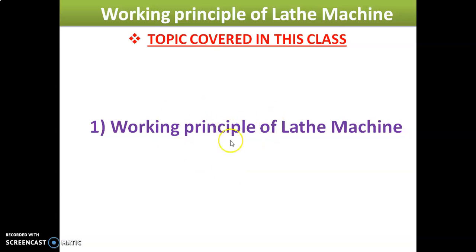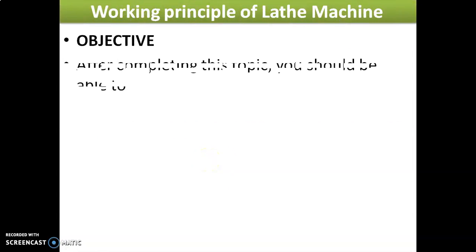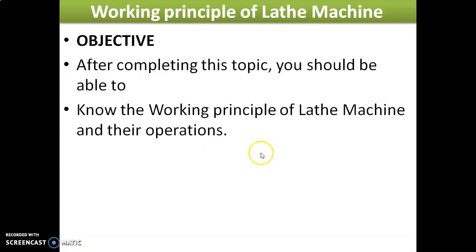So after completion of this topic, what is the main objective? After completion of this topic, you should be able to know the working principle of lathe machine and its operations. So let us start with the working principle of the lathe machine.